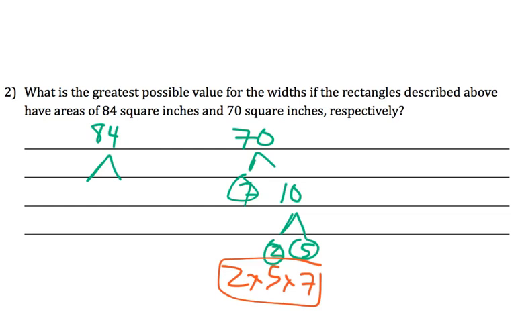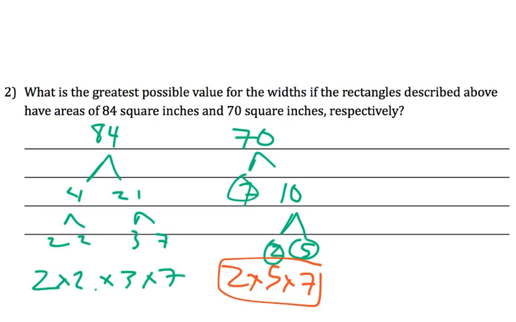Okay, so 84, trying to start close-ish to the center. 4 and 21 seems okay. So 4 times 21 gives me 84. 2 and 2 here, and then 3 and 7 here. And then when I write this out, I get 2 times 3 times 7. And if I wanted to, I could have this with an exponent, but on purpose I'm not going to. And then those are my dead ends. And if I walk those back, 2 times 2 gives me 4, times 3 is 12, times 7 is 84.